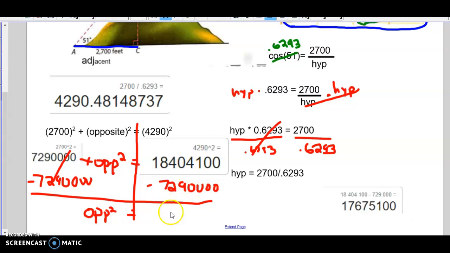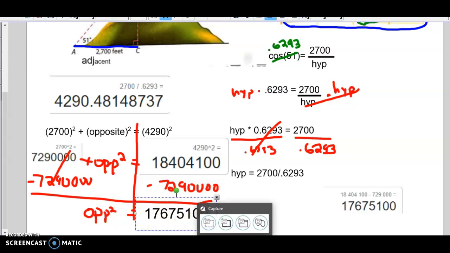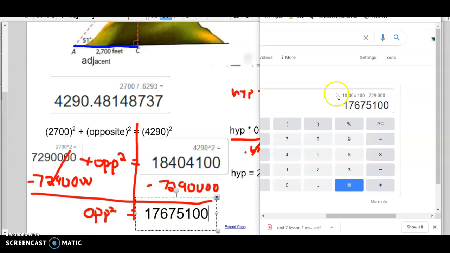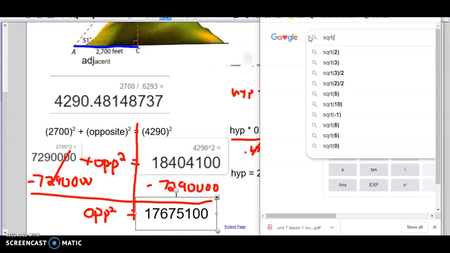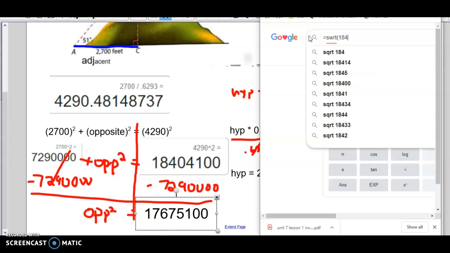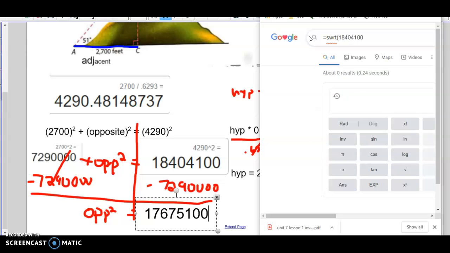Okay. So let's just put this here so you're not wondering where that number came from. Nobody's making up numbers. It might be 17675100. Okay, and then I take the square root of that, right? So that's the next thing I want to do. So let's go to my Google calculator here, and let's see if it'll do what I want. Square root of 184,04100. Square root, not squirt. Let's see if it does it.